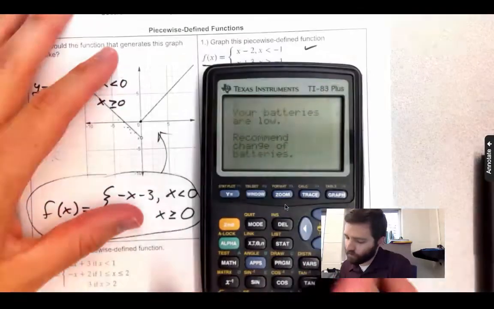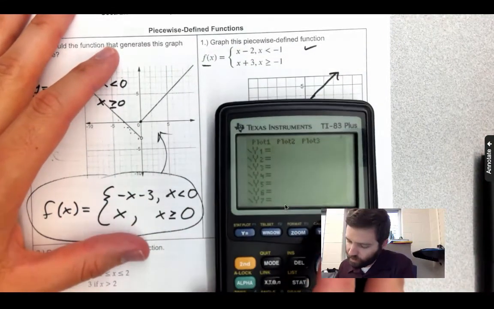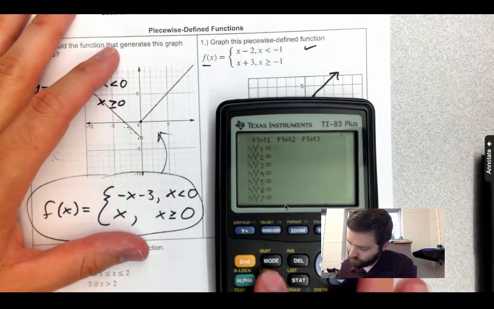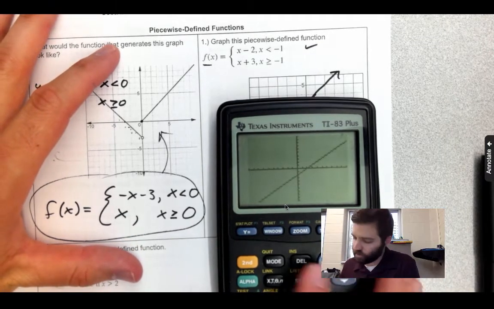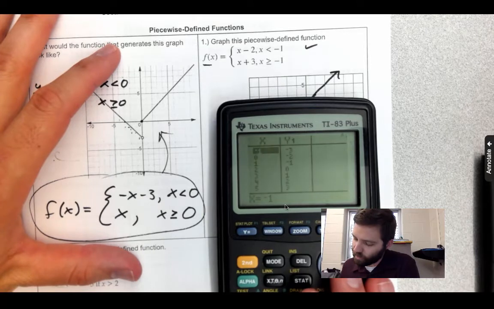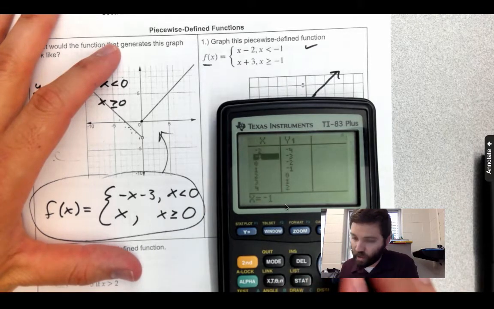So, let's go y equals x minus 2. So here's what the graph looks like. Wonderful. But really what you want is the table and you want to pick some points. So you want to start at -1.